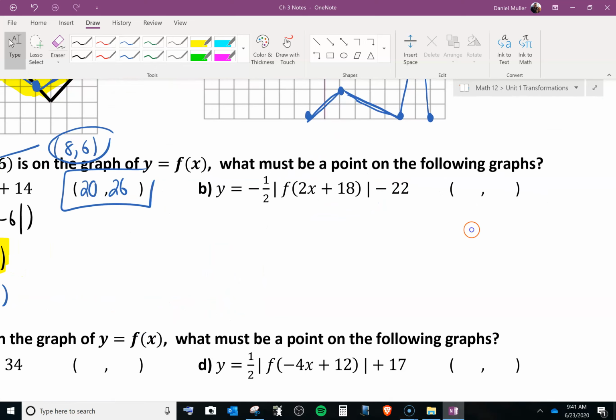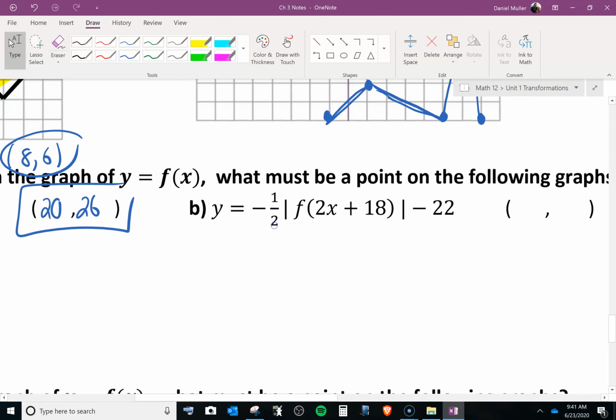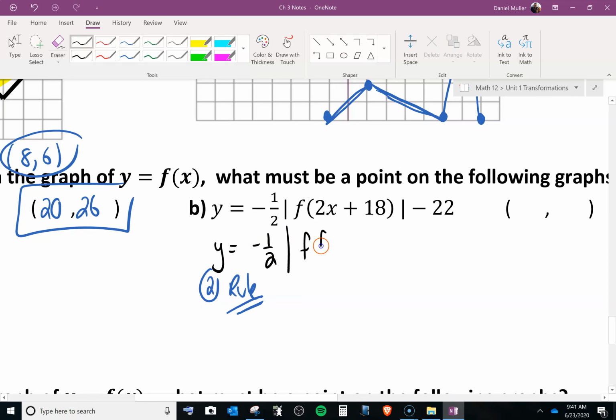Okay, so for the next one, because I already have my new point, I can just work on step number 2, which is the rule. Oh, except I can't do that immediately. I need to get the x alone. So y equals -1/2, absolute value, factor out a 2, and you're left with, if you divide by 2, just an x, divide by 2 is a 9. So this is our rule.